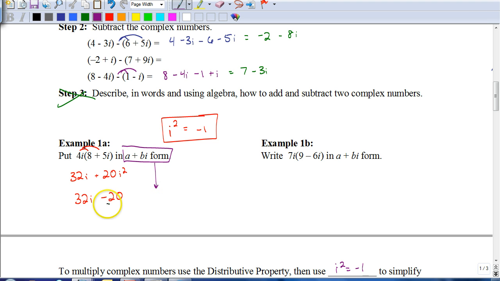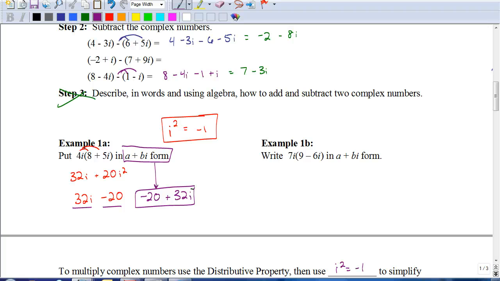So for this particular answer, this is a negative 20, so I'm going to write that first, negative 20. That's a positive 32i, so I'm going to write it as negative 20 plus 32i. That would be your final answer. So I always want to make sure that you arrange these to be in the proper order, to be in a plus bi form.